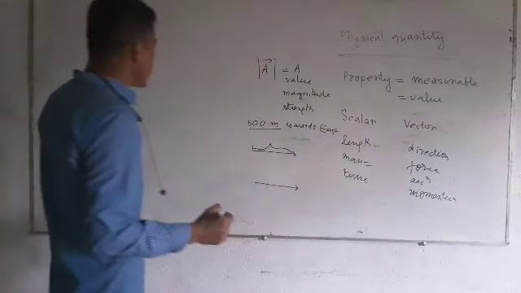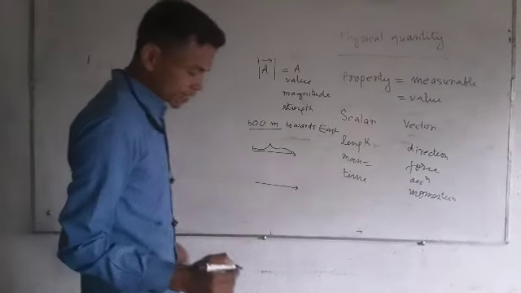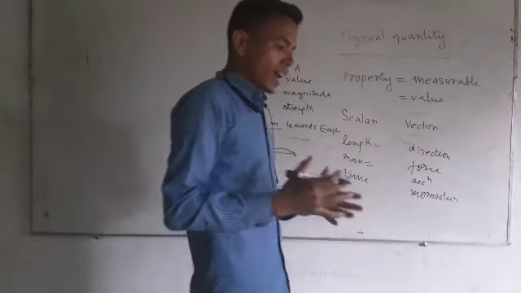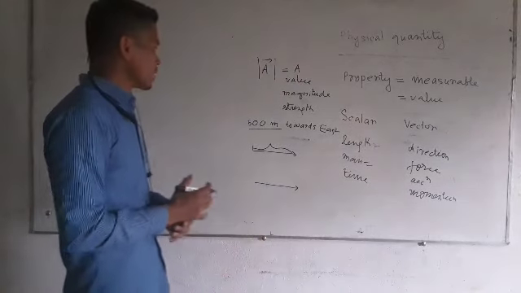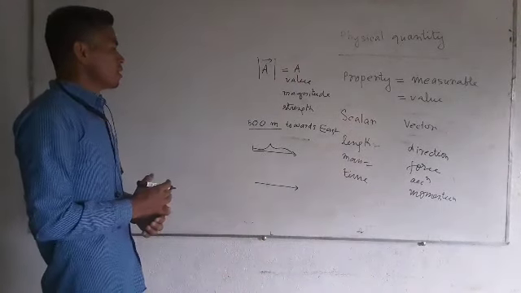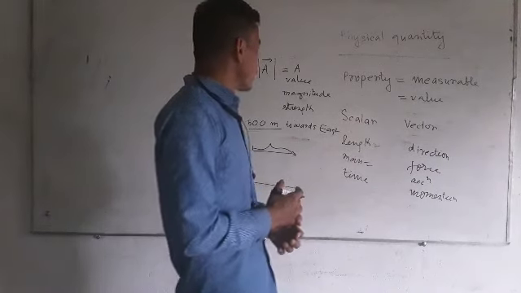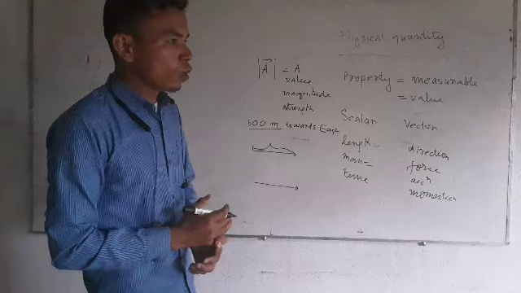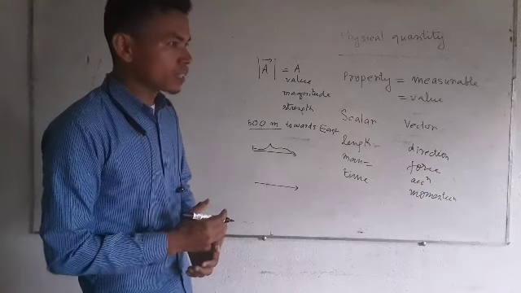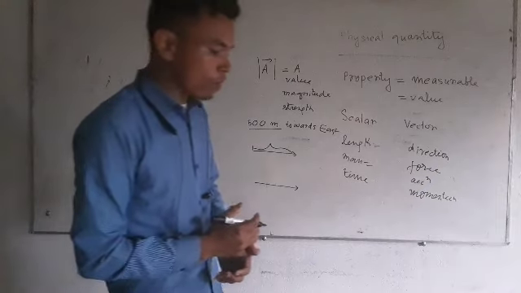And now we come to another point of vector. Vectors can be added and subtracted. So there are rules for vector addition. The first one we will discuss is the triangle law of vector addition, and next we will come to the parallelogram law of vector addition.